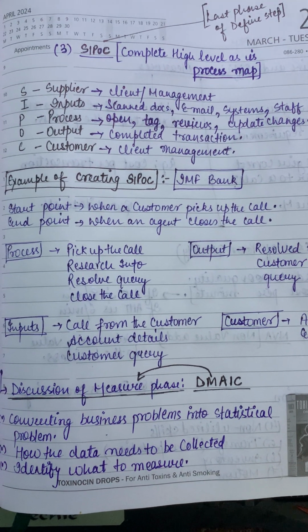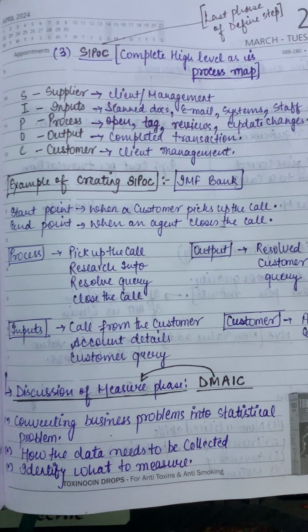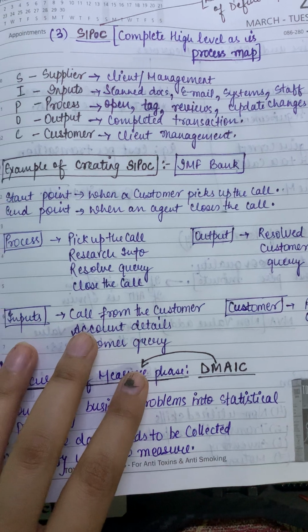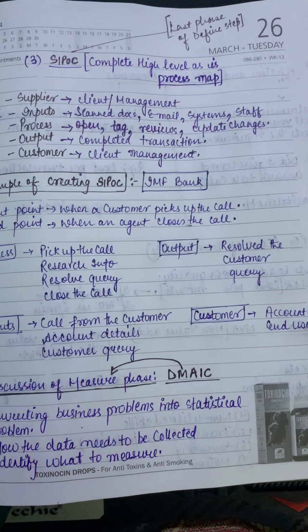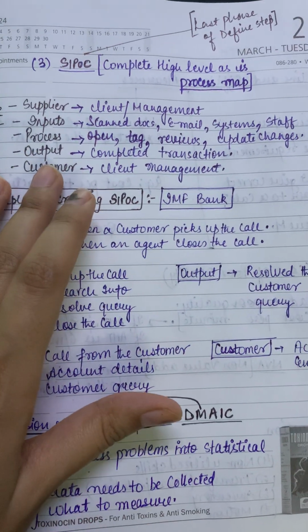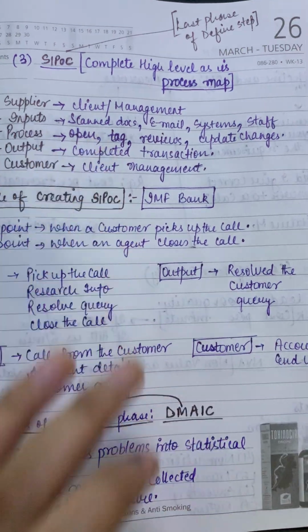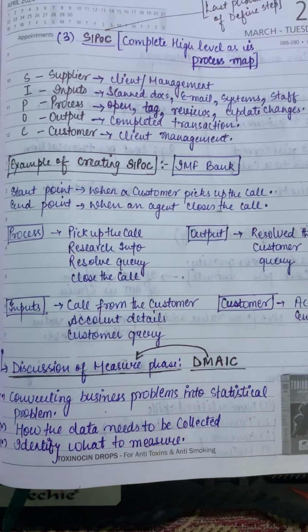Output is something where we have to give the responses. For example, we have Ethan, the manager of this IMF production, which we already discussed, and with whom we are taking the example of the Six Sigma methodology. And customer is definitely the client, that is the clients of IMF. So the example of creating SIPOC is IMF. I'm taking the example here again.